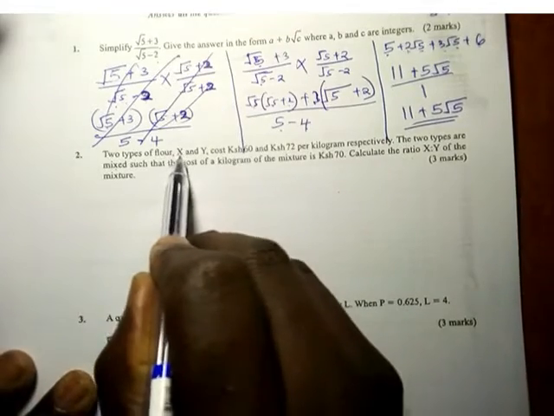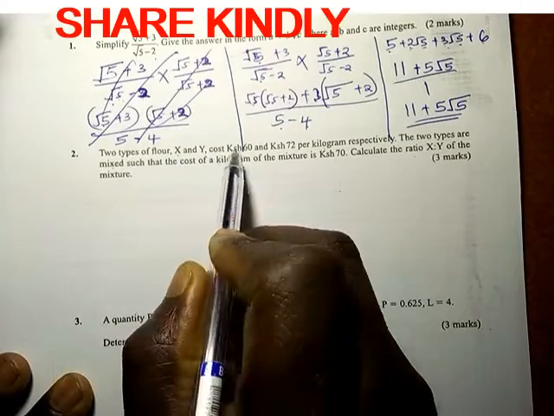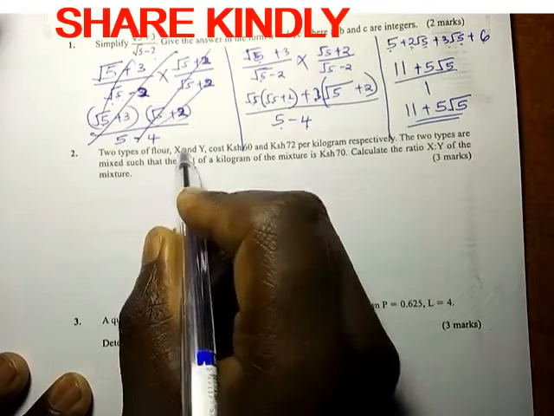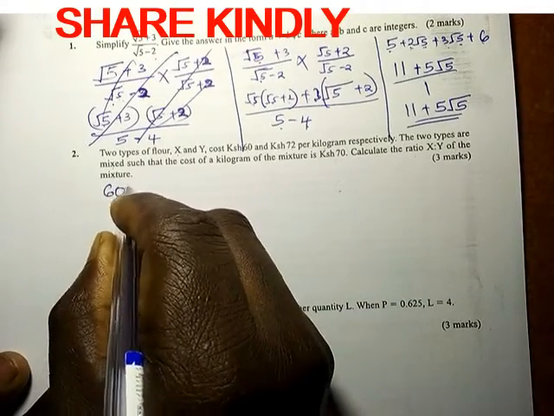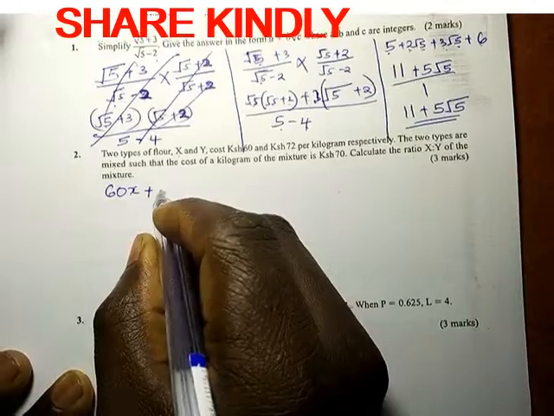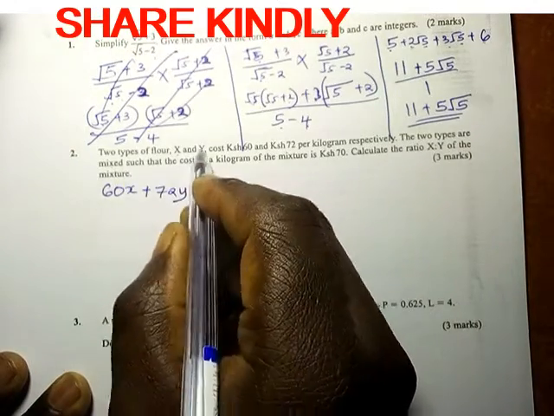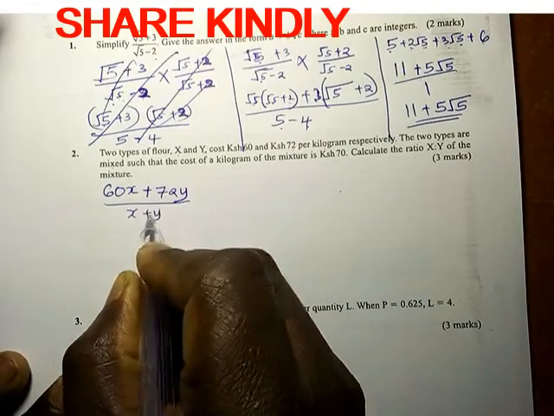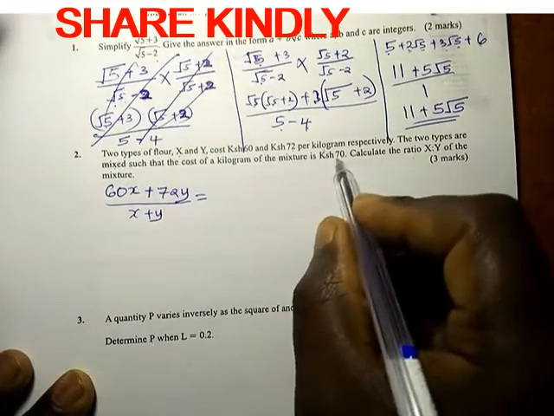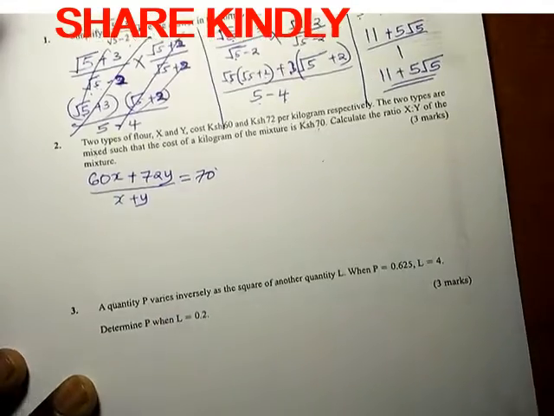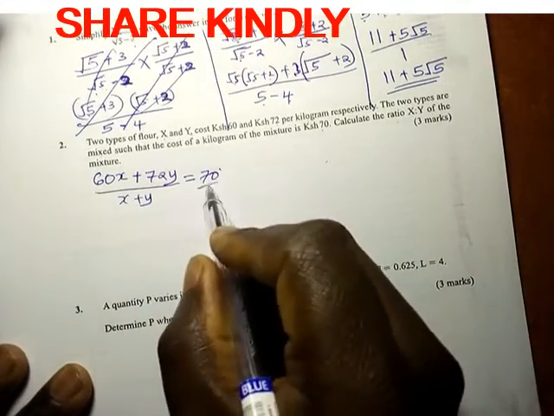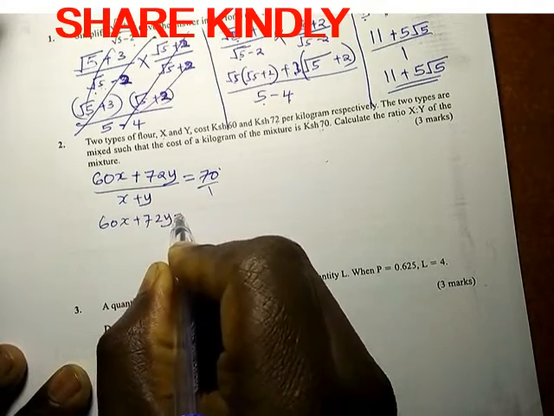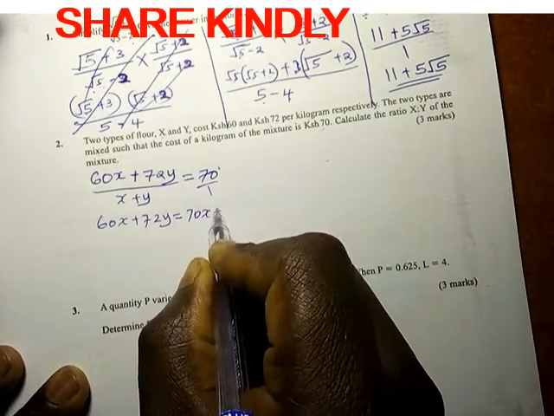So we have been given that the cost of type X is 60. So if 1 kg is going to be Kenya shillings 60, what will be X of them? So we will have 60 times X, which we will add 72Y for this one, and then we divide by the total ratio, which is X plus Y. This will give us the cost of the mixture, which is 70. So we cross multiply. We will have 60x plus 72y is equal to 70x plus 70y.